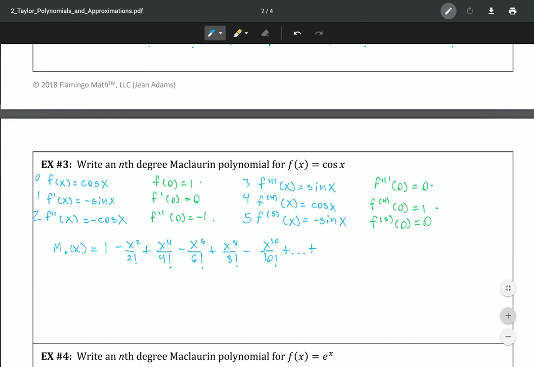Let's see if we can figure out what the nth degree Maclaurin polynomial for cosine would be. You can see that the signs keep switching back and forth. If you can see that, then you should understand why I'm writing what I'm about to write. And in this case, 2n represents an even number.